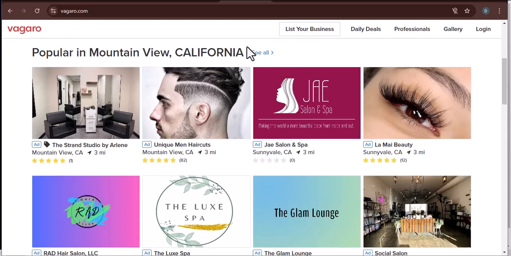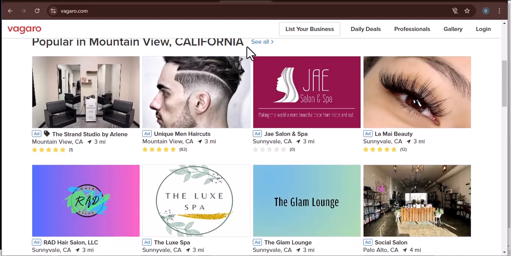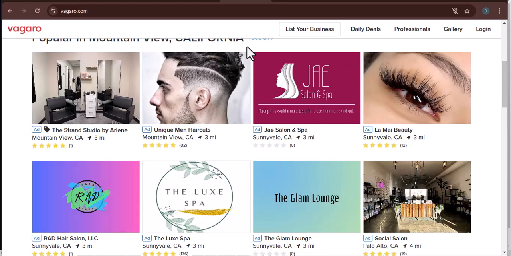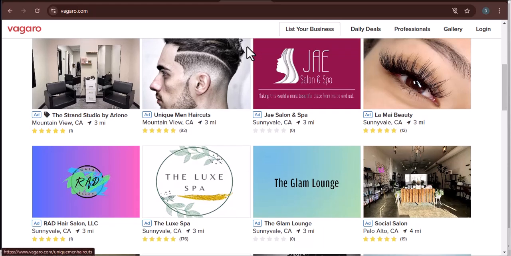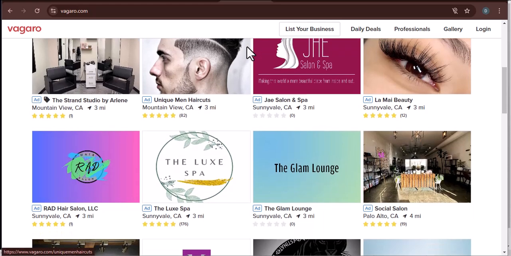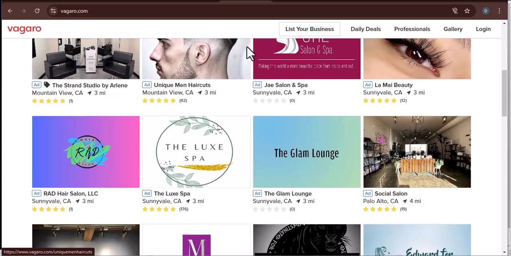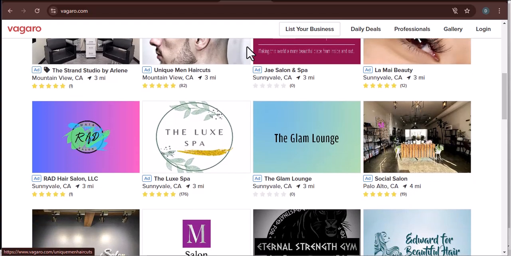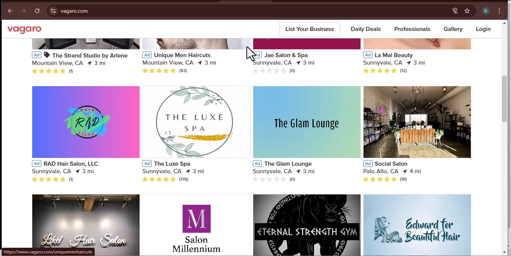But what does it mean when a client is blocked on Vagaro? What does blocked mean on Vagaro? When a client is blocked on Vagaro, it means that they are not allowed to book appointments or make payments through your Vagaro account. There are a few reasons why a client might be blocked on Vagaro.